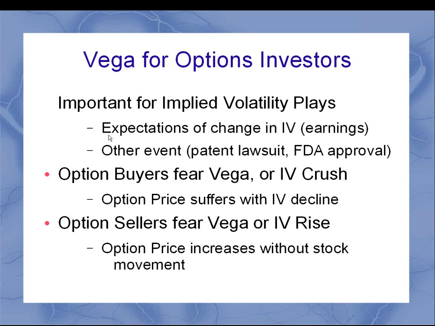This is a double-edged sword. We're actually going to talk about this next week. Next week we're going to get deeper into Vega and implied volatility. Our options concept presentation for next Wednesday will be implied volatility, the double-edged sword.